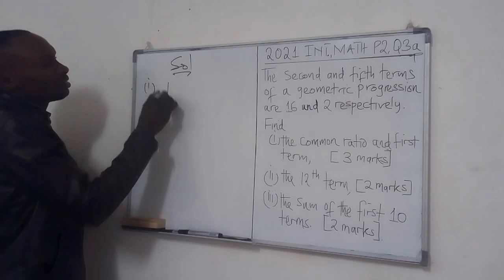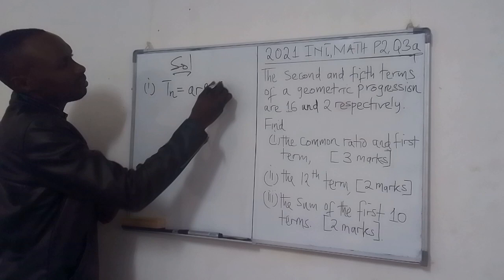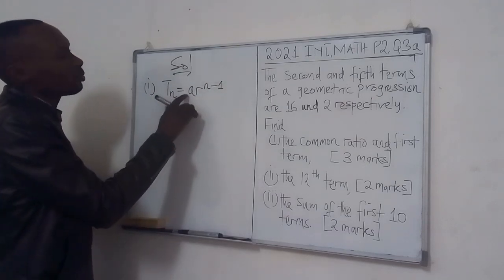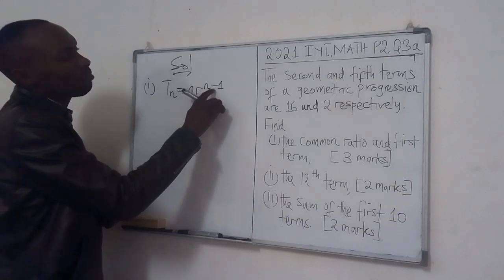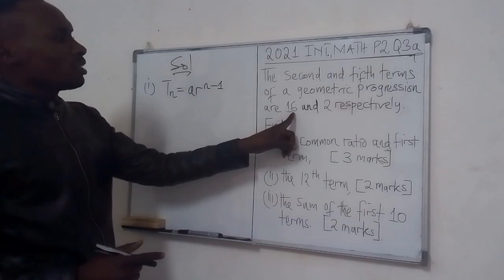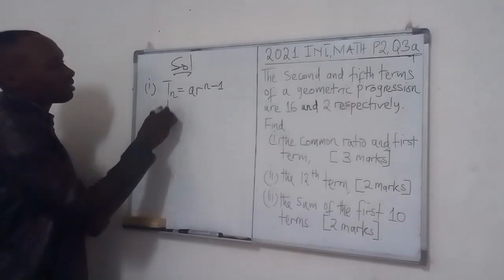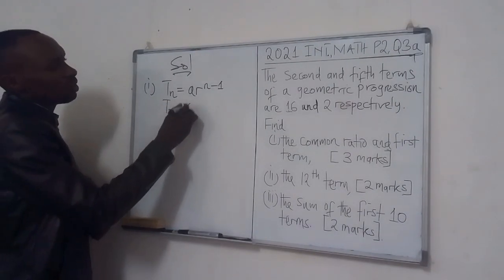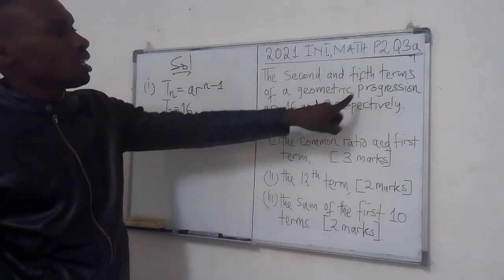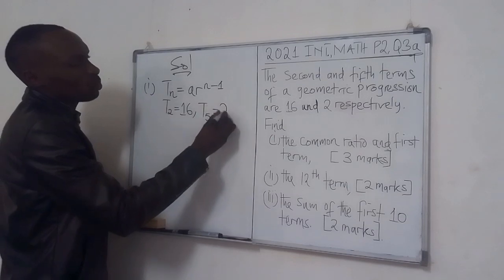Roman numeral 1, it is Tn equal to a r to the power n minus 1. So given that formula, we start with 16. 16 is the second term, so we are going to indicate 16 as T2 equal to 16. Then for 2, the fifth term, we're going to say T5 equal to 2.